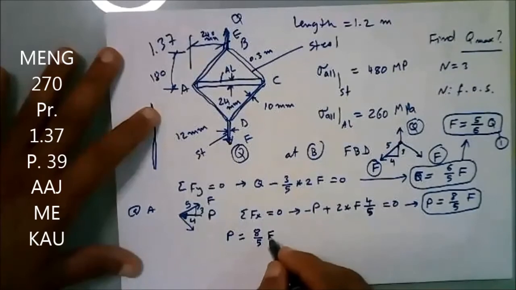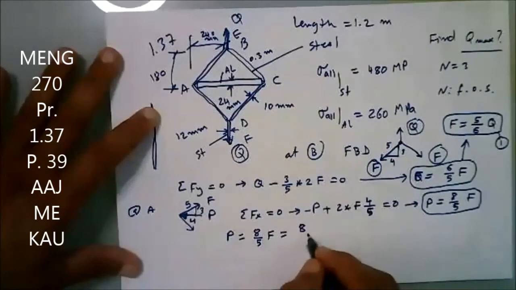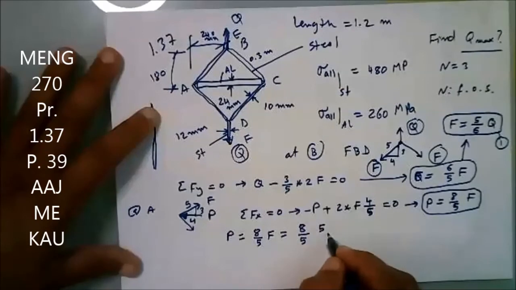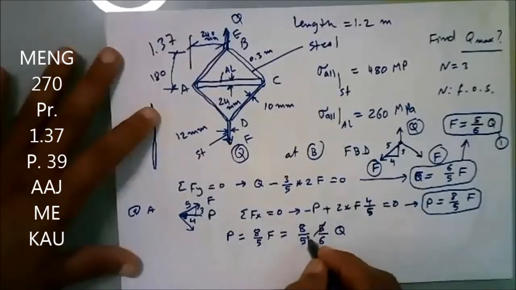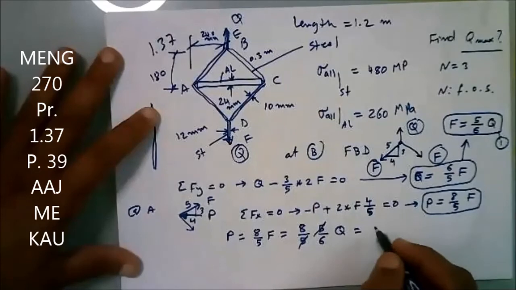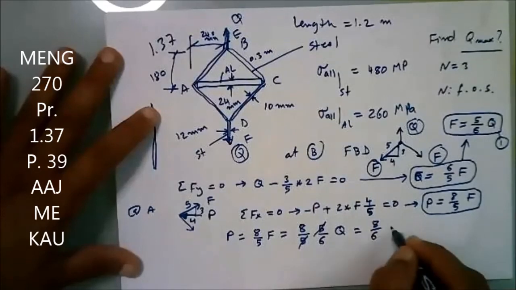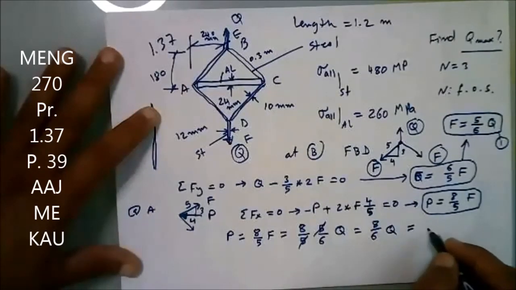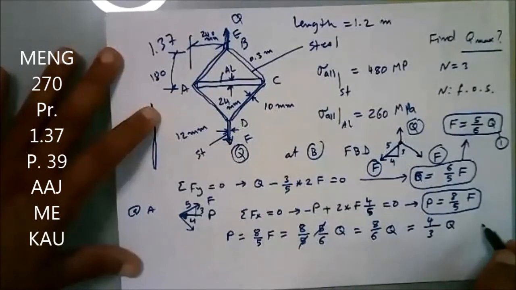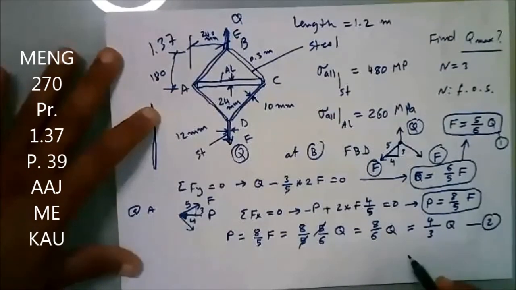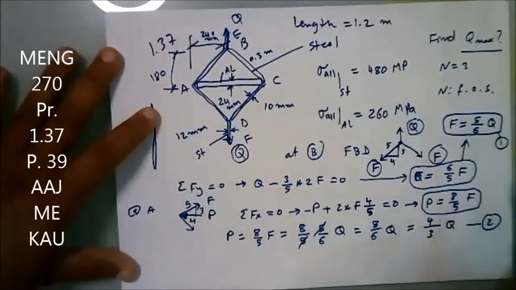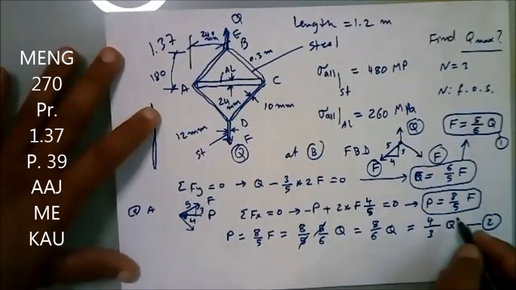What is F again? F is 5 over 6 Q. So let's cross these two. That would be 8 over 6 Q. Can we simplify it any more? 4 over 3 Q. So this is again equation 2. Now, as we can see, we have written F in terms of Q, and we have written P in terms of Q also. This is the second equation.